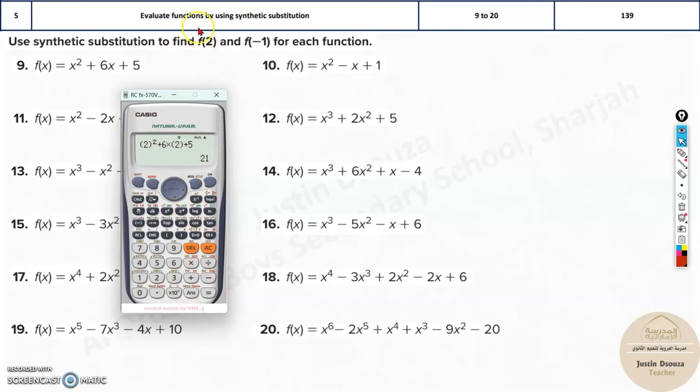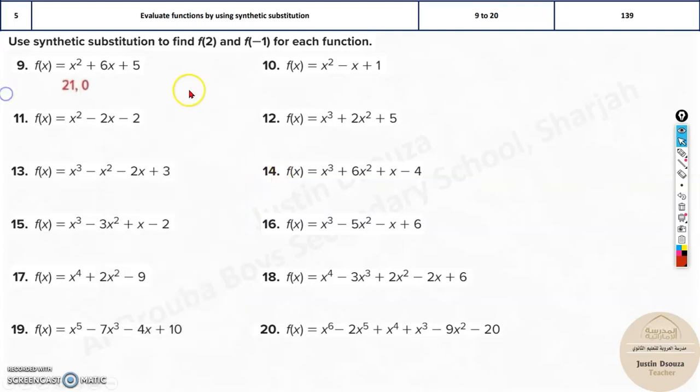But that is f of 2. What's the other answer? You need to find f of 1. So negative 1, that is over here, minus 1, and over here to be minus 1. And that's the answer, 21 and 0. Same way you can solve all these problems. It doesn't matter if they are big or small.